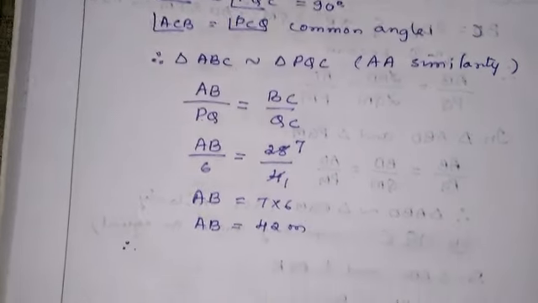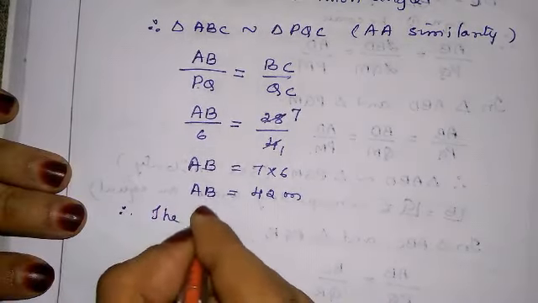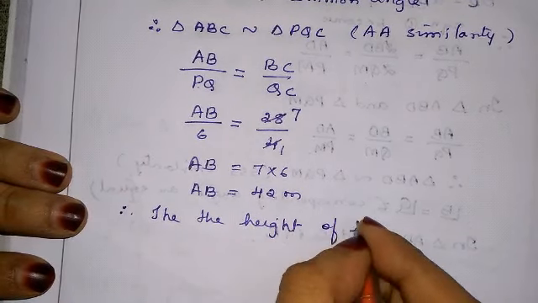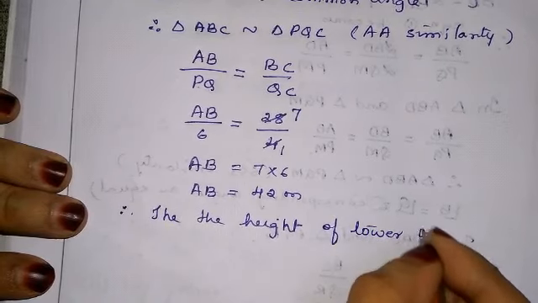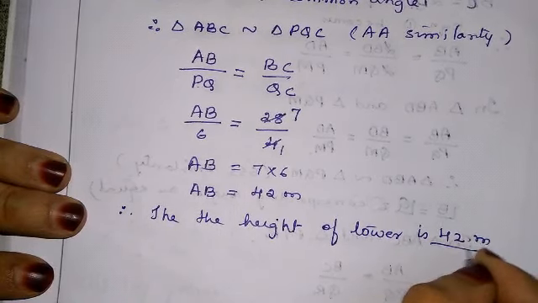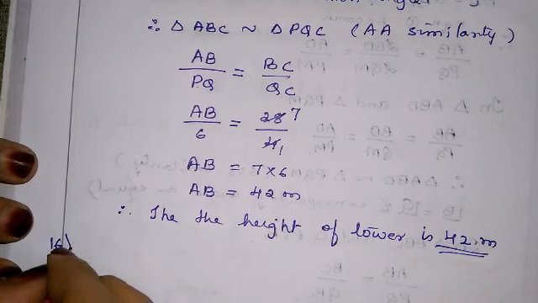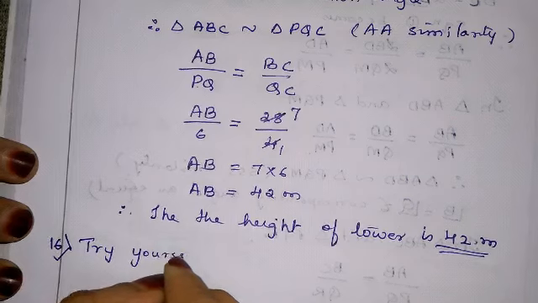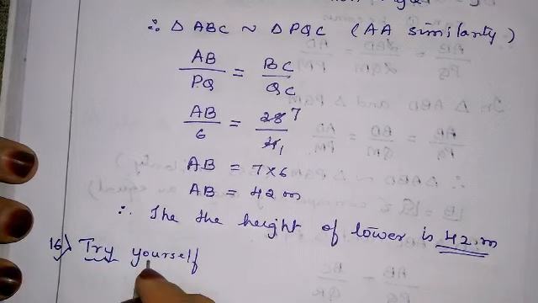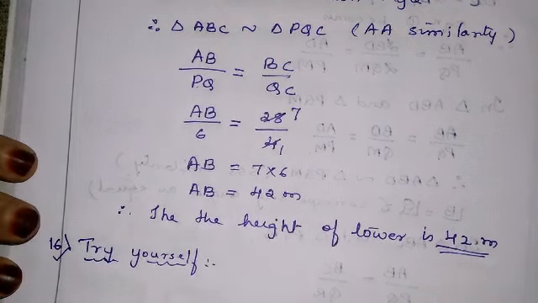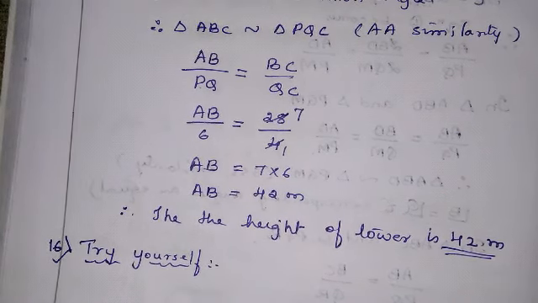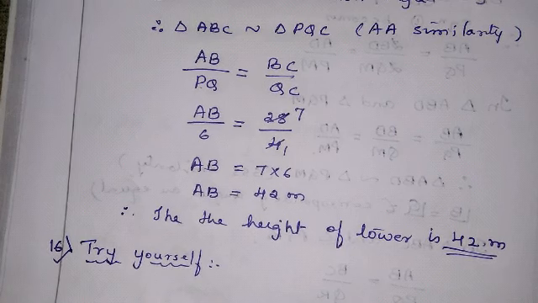Therefore, the height of the tower is 42 meter. Now the last one, the 16th, you have to try yourself, which is exactly similar. Many similar problems I have solved where you have to make two angles equal, then it automatically becomes similar. And when the triangles are similar, their corresponding sides are in proportion.